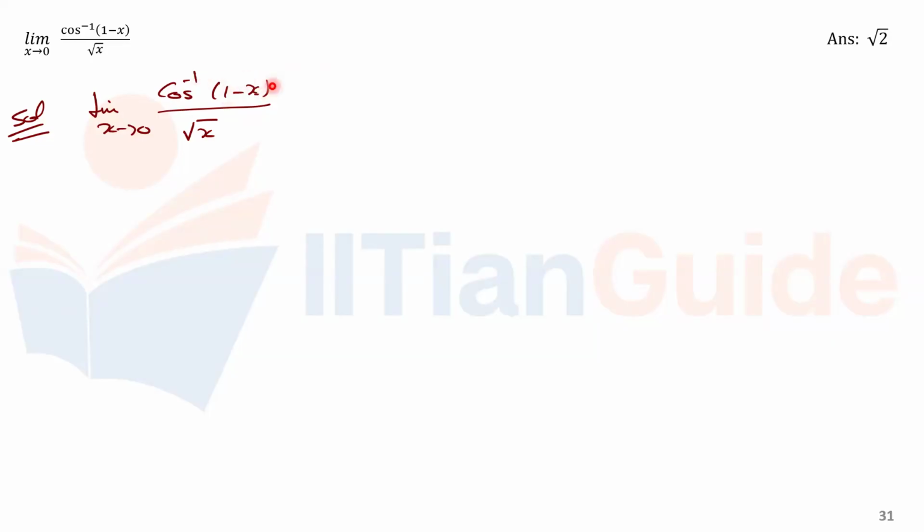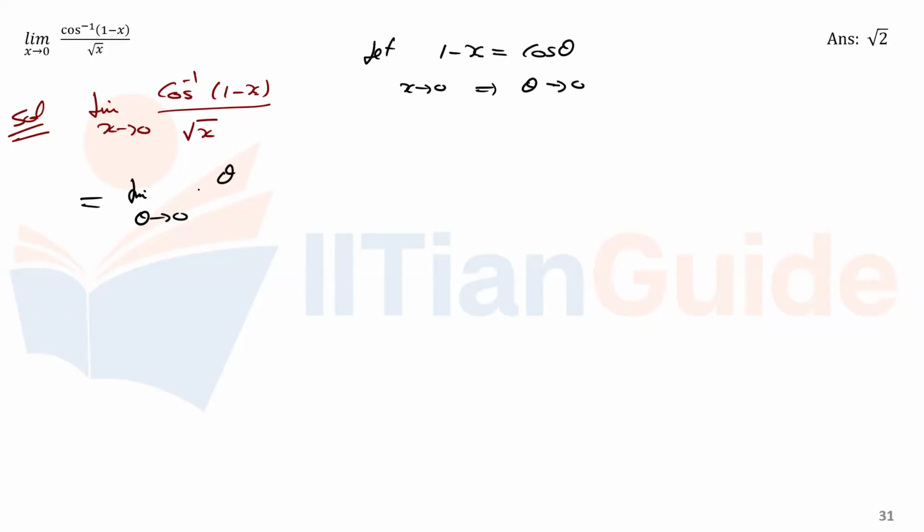Okay, if I take 1 minus x to be cos theta, then I will get cos inverse cos theta, and cos inverse cos will get cancelled. I will get theta. So I am going to make a change. Let 1 minus x be cos theta. When x is tending to 0, the left side is 1, cos theta is 1, that gives me theta to be 0. Theta is tending to 0. So I can write limits theta tending to 0, cos inverse cos theta, basically theta.